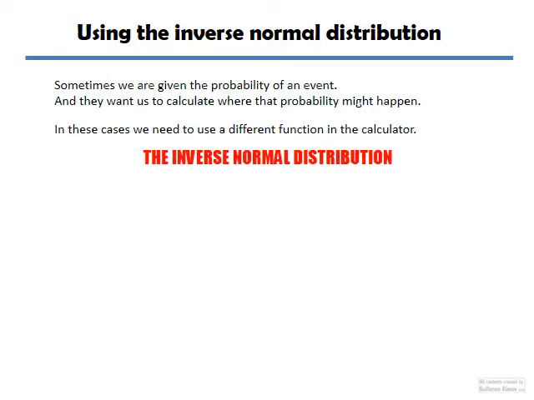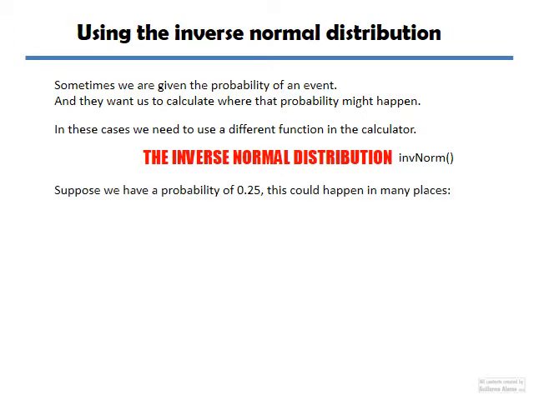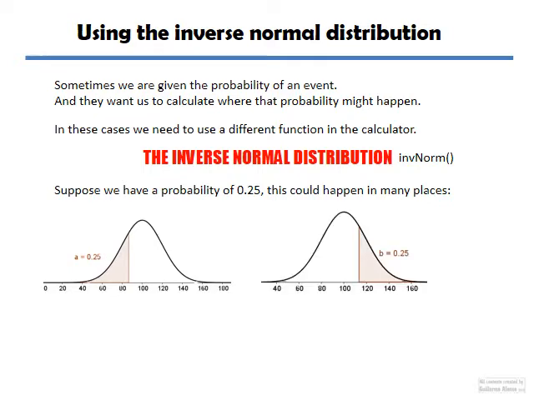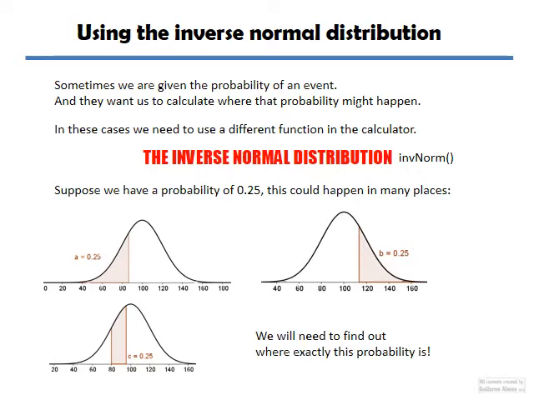And this is the way it works. Now, suppose we have a probability of 0.25. First thing to realize, a probability of 0.25 could happen in many places. For example, here. This is again my IQ, but it could happen here. It could also happen here. And why not? It could also happen somewhere random in the middle. We need to find out where this probability is. And actually, they're going to let us know when they ask us the question. But first of all, how does the calculator know?